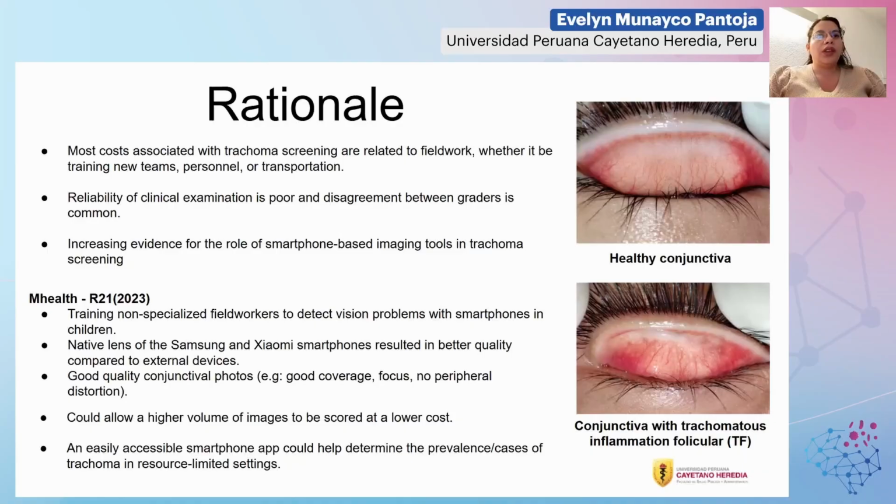We developed a project in 2023 about training non-specialized field workers to detect vision problems in children with a smartphone. It was possible. Also, it was possible to have good quality conjunctival photographs with good coverage, focus, and no distortion, because it's necessary to have good photographs to diagnose. For example, this is a healthy conjunctiva, and this is a conjunctiva with TF, trachomatous inflammation follicular. There are follicles in the central conjunctiva.